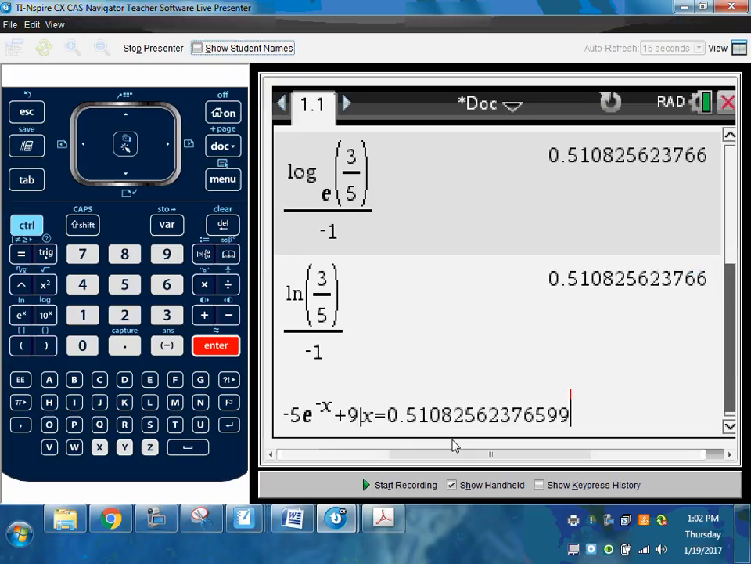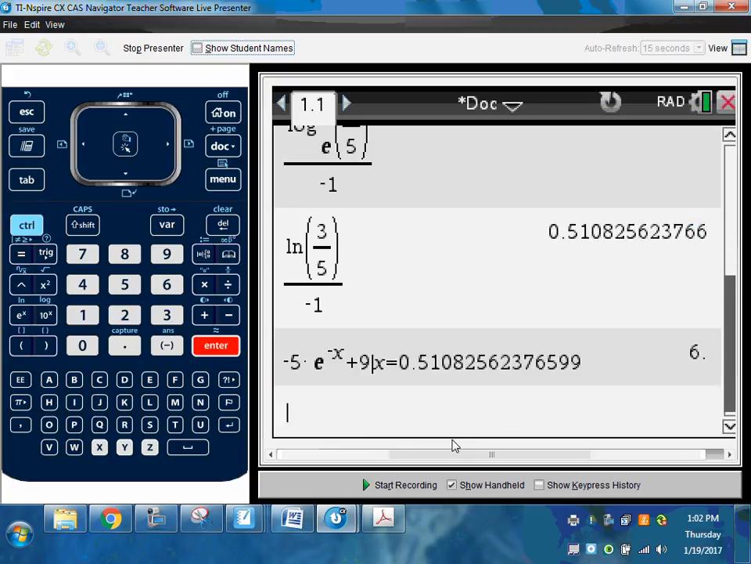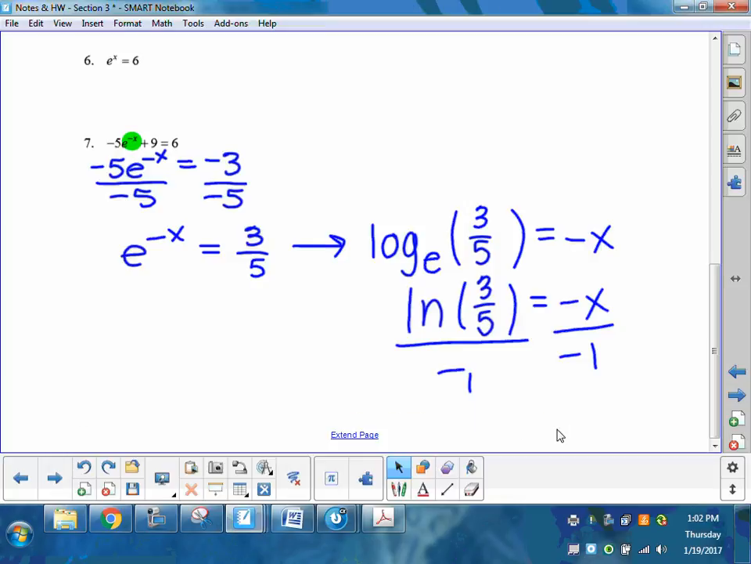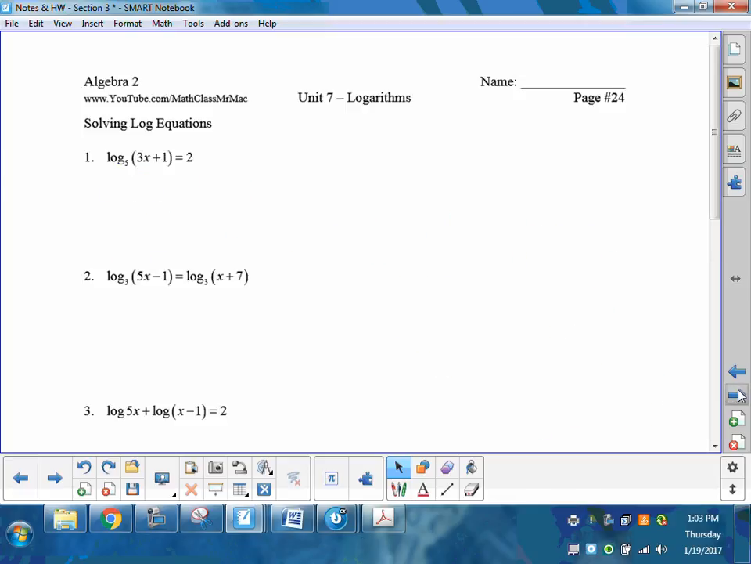What do we get? 6. What did the equation say it should equal? 6. What's our answer to the 100th position, which is what we're going to round to all day? What is that going to come out to be? 0.51? Okay. Can you do nSolve on that? Yes or no? Yes. Next one up.